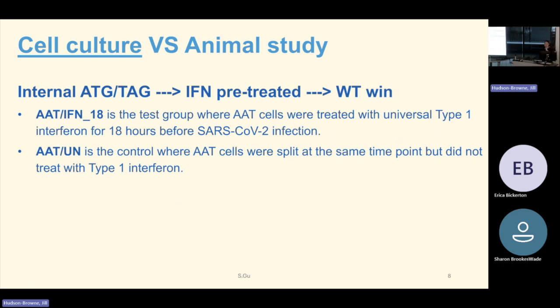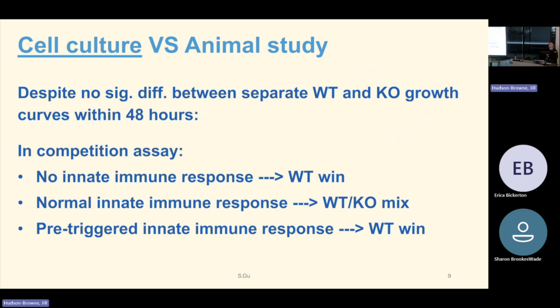So in these A549 cell lines, the wild type only wins when we pre-treat them with universal type 1 interferon. There is no significant difference when we grow wild type and knockout virus separately and assess their growth on growth curves within 48 hours. But in those competition assays, we see that wild type virus wins where there are no innate immune responses, in those Vero cells.